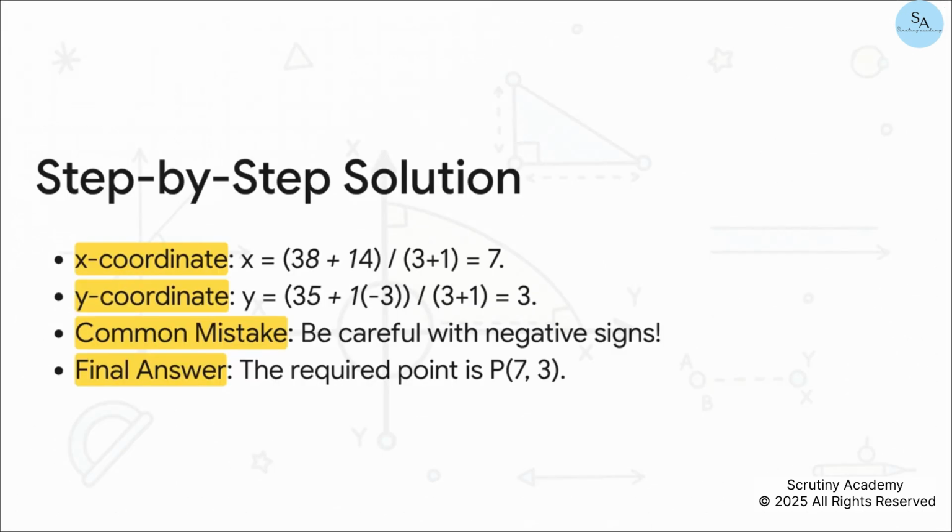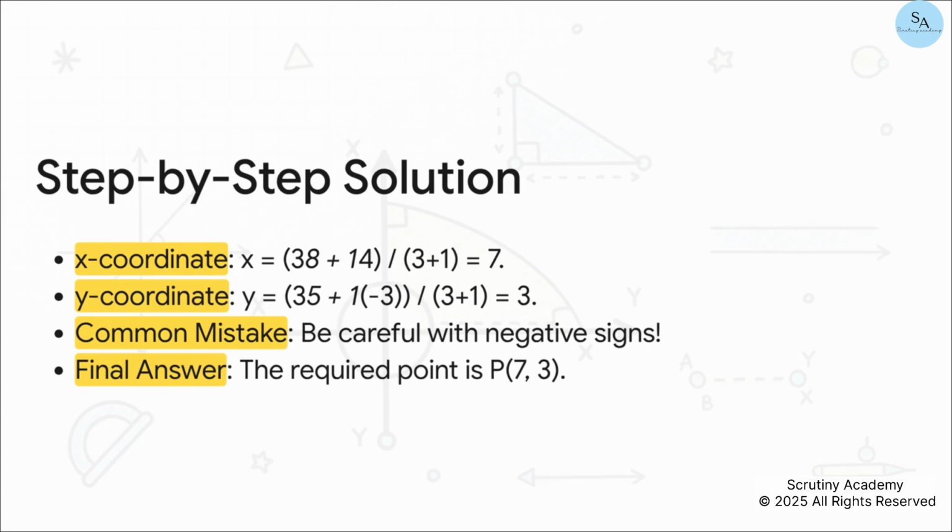Okay, let's do this. Starting with the x-coordinate. It's m1 x2 plus m2 x1, so that's 3 times 8 plus 1 times 4, all divided by 3 plus 1. So that's 24 plus 4, which is 28. Divided by 4 gives us an x-coordinate of 7.